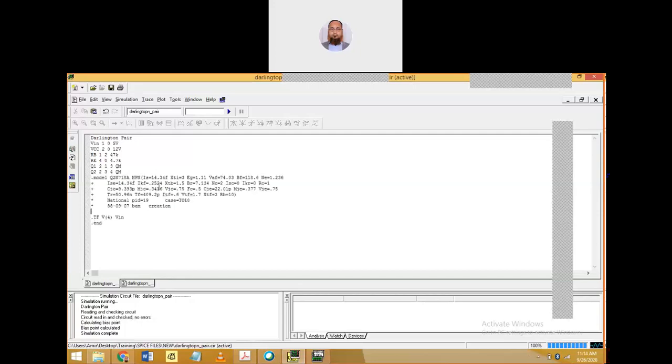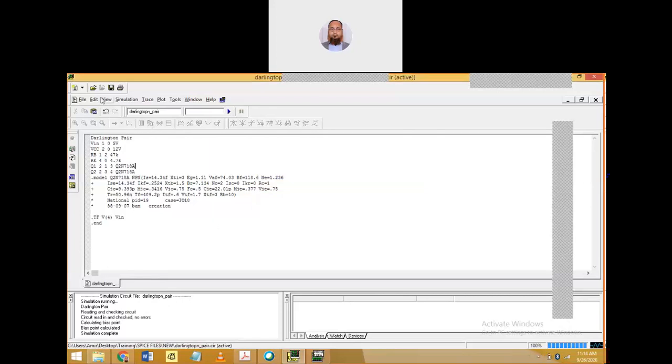You see that so many parameters are there. But one thing I have to keep the same: I need to keep this name the same as this. So I copy this and keep it here. Paste again. Now I simulate and let's check.